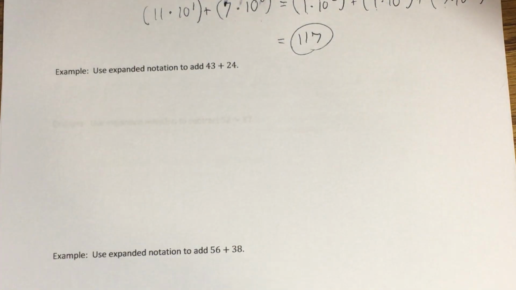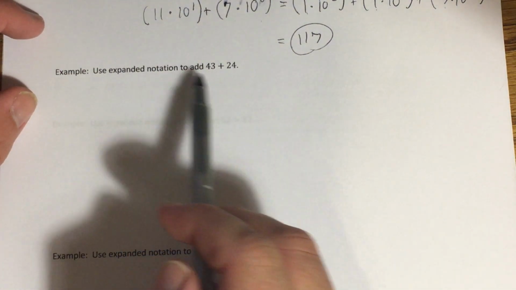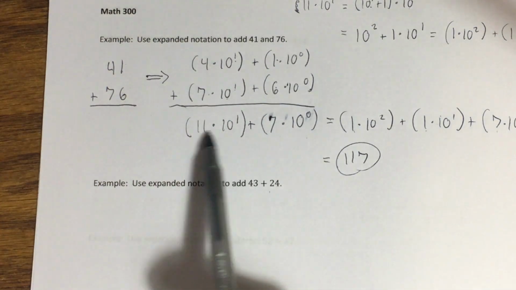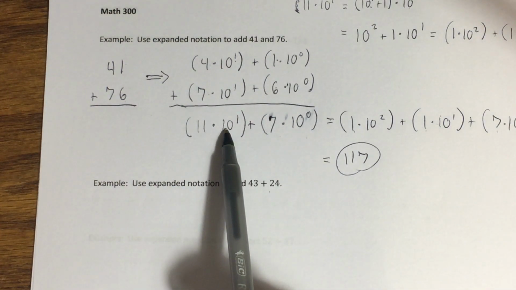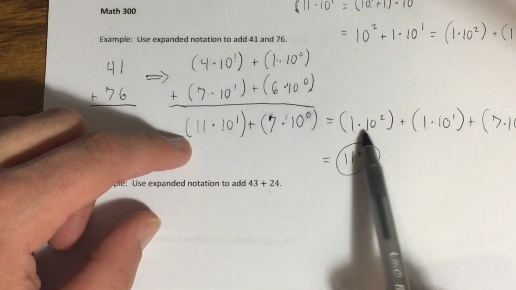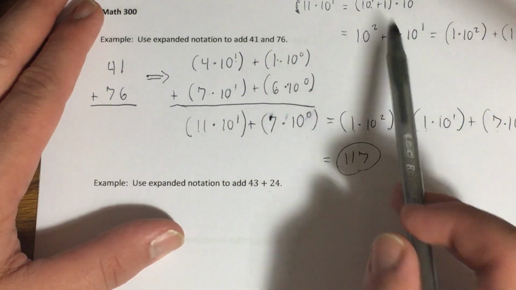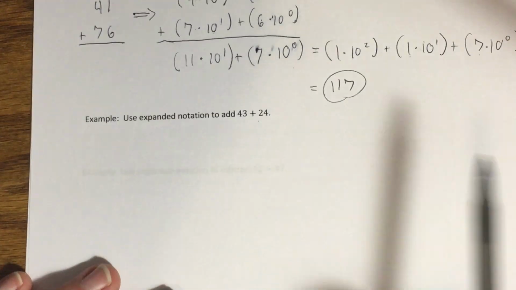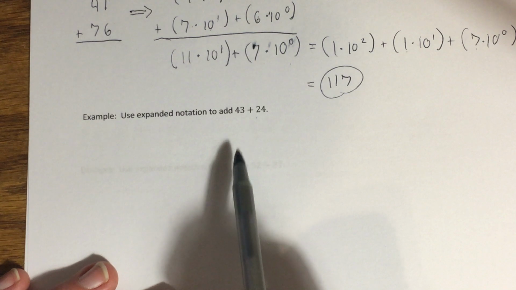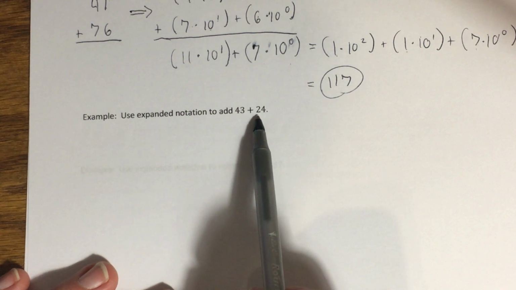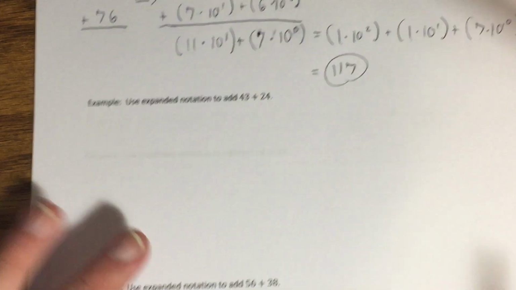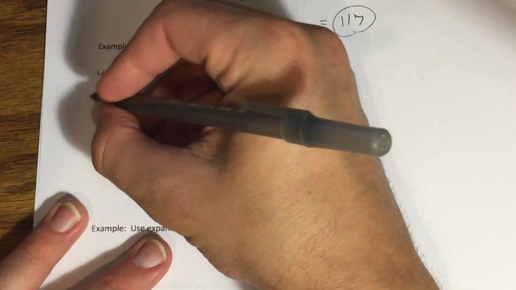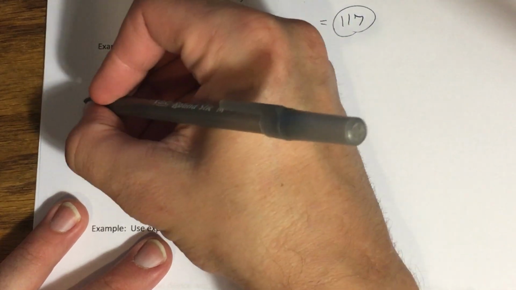Let's keep going. I'm going to do the same thing. I'm going to use expanded notation to add 43 plus 24. And now what I'm going to do, when I come across something like this, where I have a 2-digit number times the power of 10, I'm going to go from this straight to this without doing all of this work on the side. Now that you've seen it once, we can see what's going on there. But here, let's add these two numbers, 43 plus 24. So it's just another example to get us practicing this. 43 plus 24.